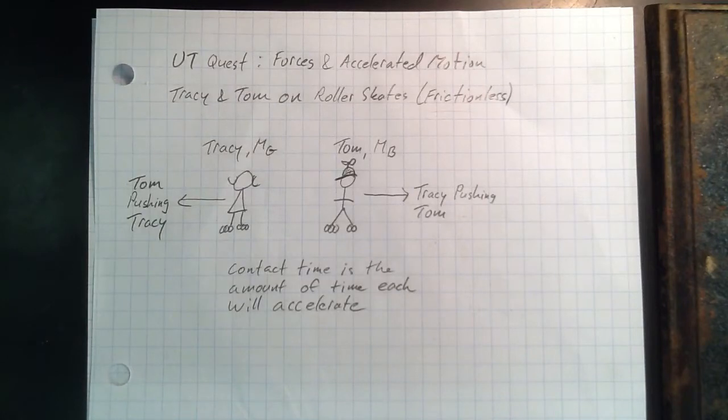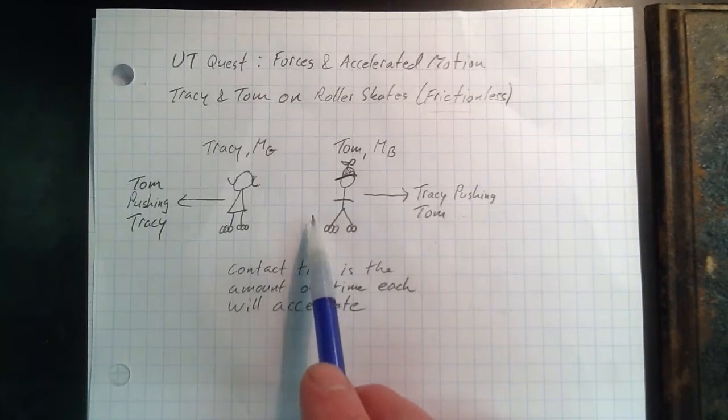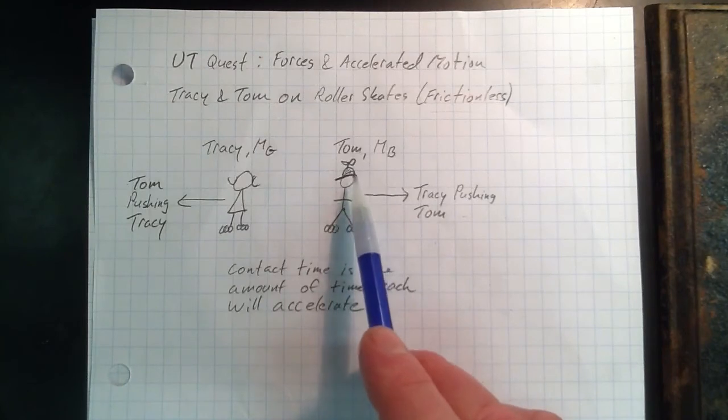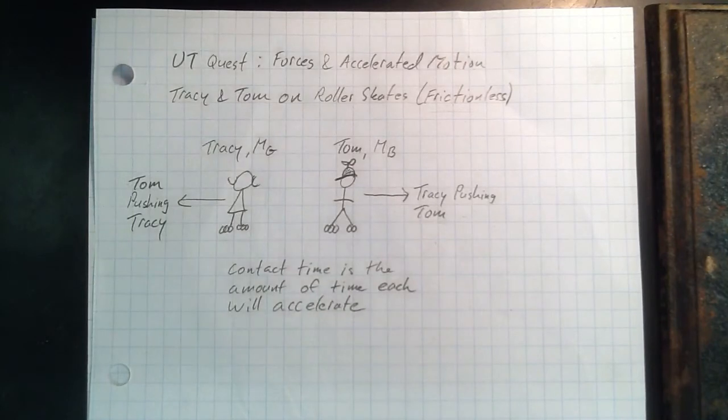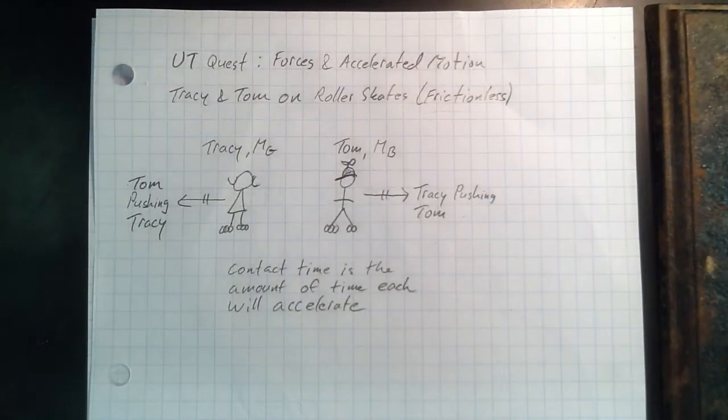Okay, this is a very typical third law problem. We have two objects in contact, pushing each other. Now, most people tend to think that since Tom is bigger and more burly and more massive, he can push harder on Tracy than Tracy pushes on him, and that's incorrect. According to Newton's third law, these are going to be equal and opposite forces.